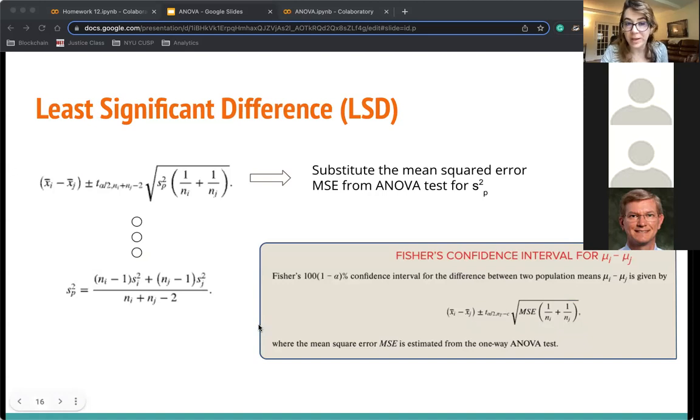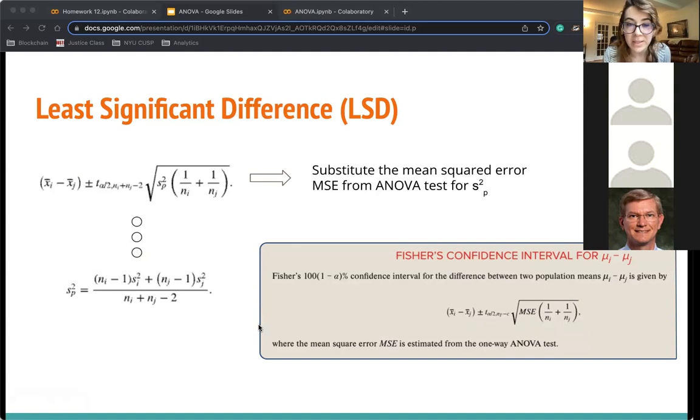Next we'll be talking about how to calculate these things. Talking about this LSD approach, Fisher replaced the t-test confidence interval for testing the difference between two population means with a pooled estimate of the population variance, where he is now substituting the mean squared error for the population variance.